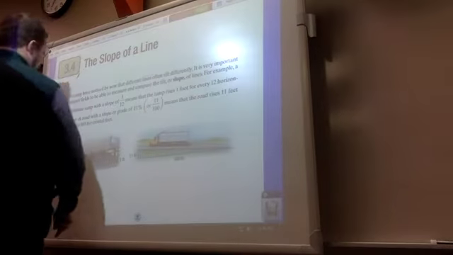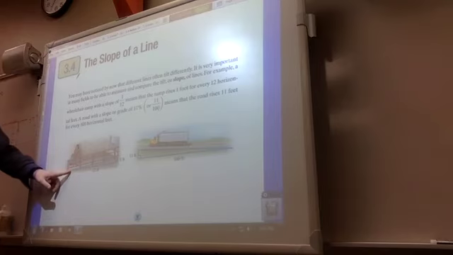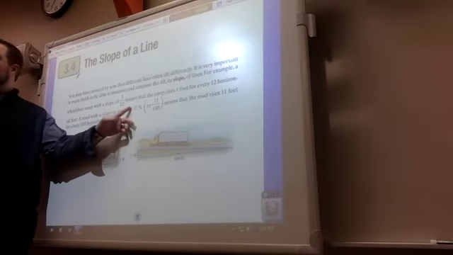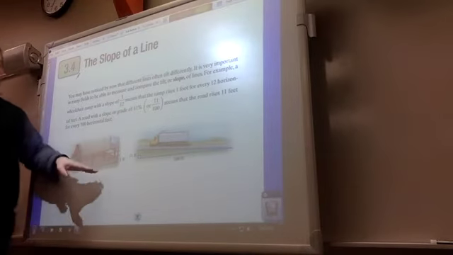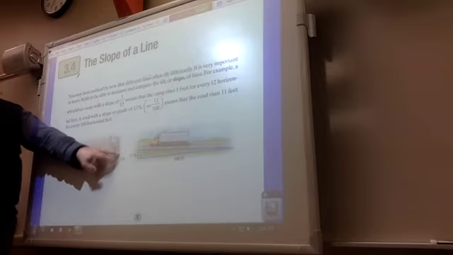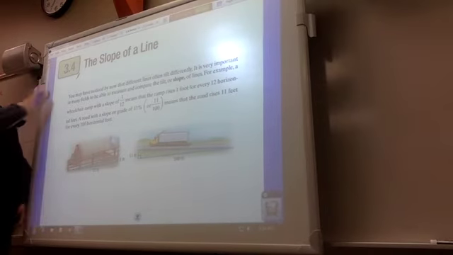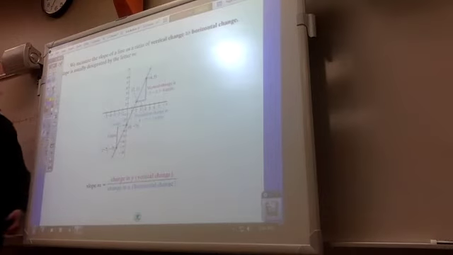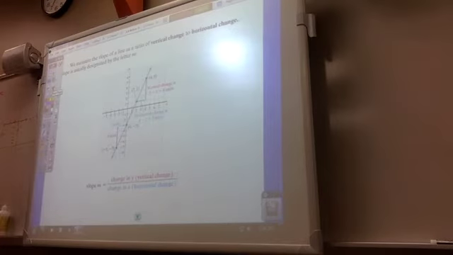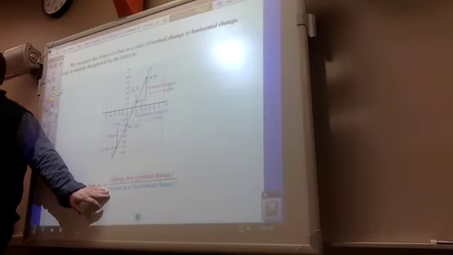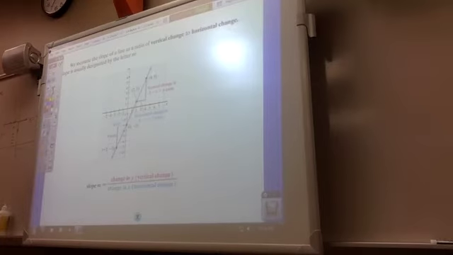Over here, they're talking about how the slope of this ramp is 1/12, and this is a grade of 11/100, or 11%. But notice in both cases we have the y value over the x value. Slope is the change in y over the change in x. Slope is a fraction.